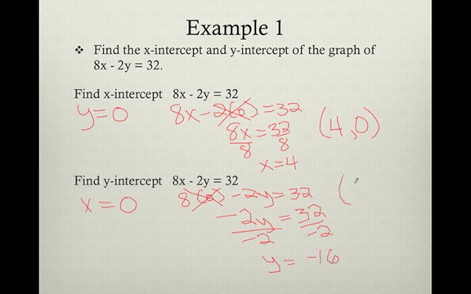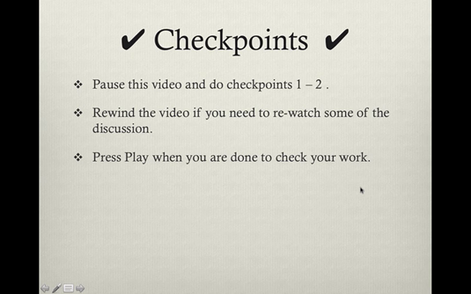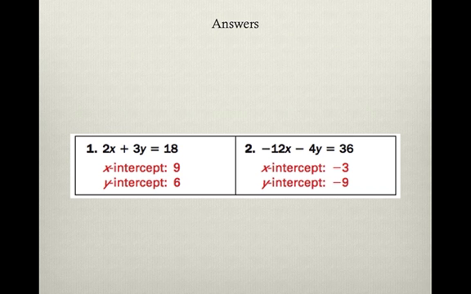So my y-intercept is, what was my x value? 0. And what's my y value? Negative 16. So my x-intercept, (4, 0). My y-intercept, (0, -16). Think about how you could graph this equation if you knew those 2 points. Pause this video and do the checkpoints. Rewind if you need to rewatch it, and then press play when you're done to check your work. There are your answers. How'd you do?